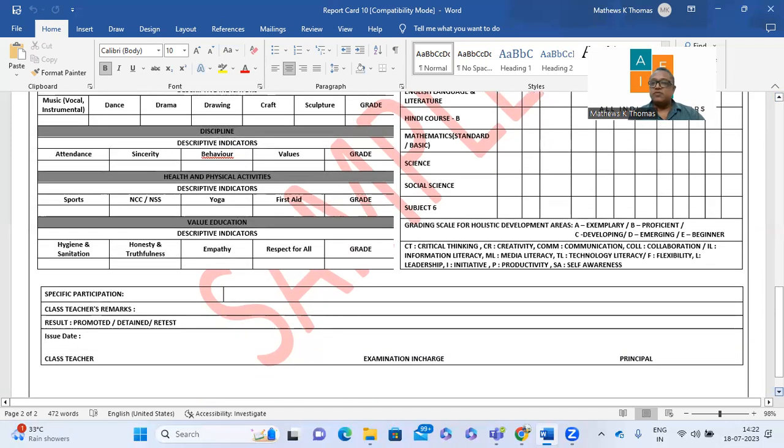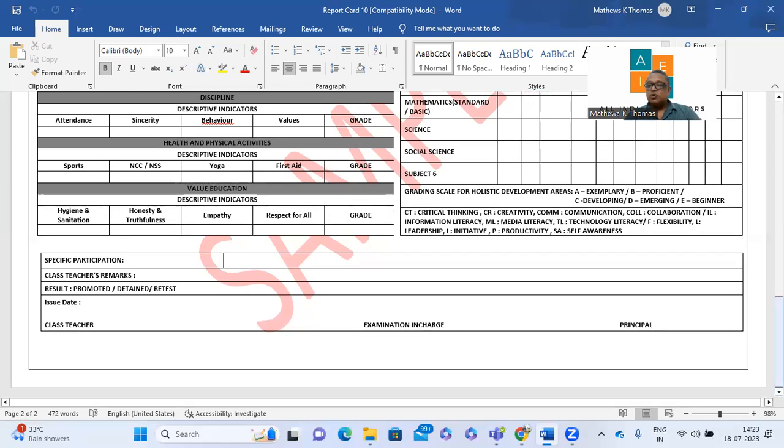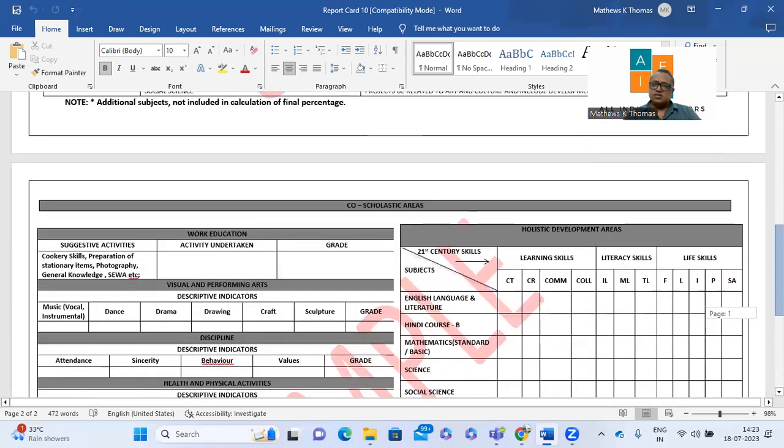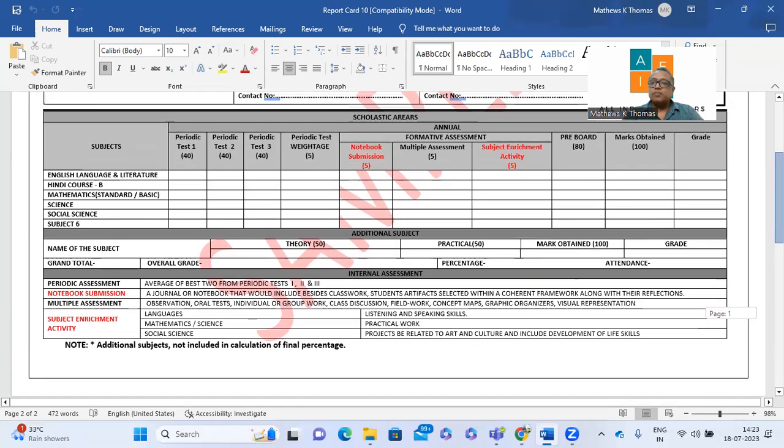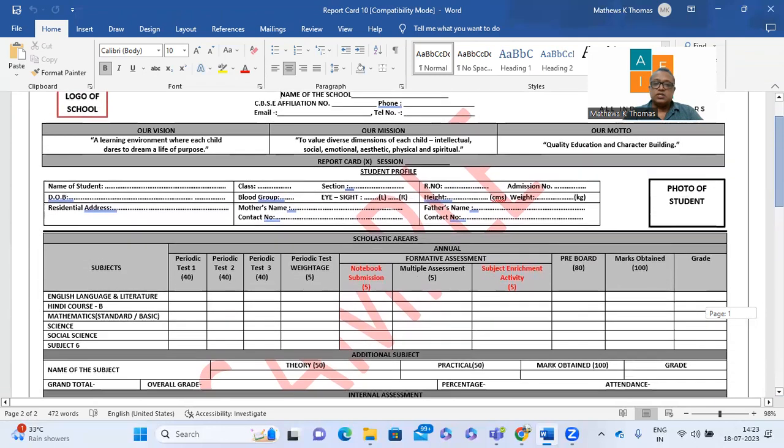Then suppose the child is participating at the zonal level, or has participated in some colony functions, or they have their groups, some associations, or they are participating at national or international levels, that specific participation can be recorded in the report. And of course, the class teacher's remarks based on all these parameters, and the result, whether they are promoted or not, the class teacher and the principal sign, and this document becomes complete. So this is more or less a 360-degree report card, where a lot of holistic factors are taken care of, not only the marks in the test.